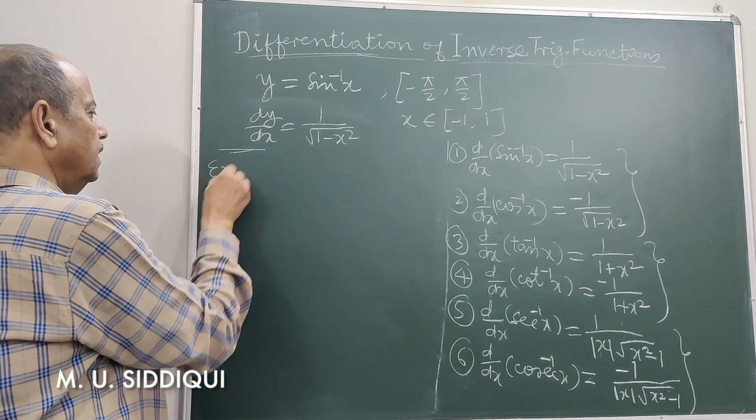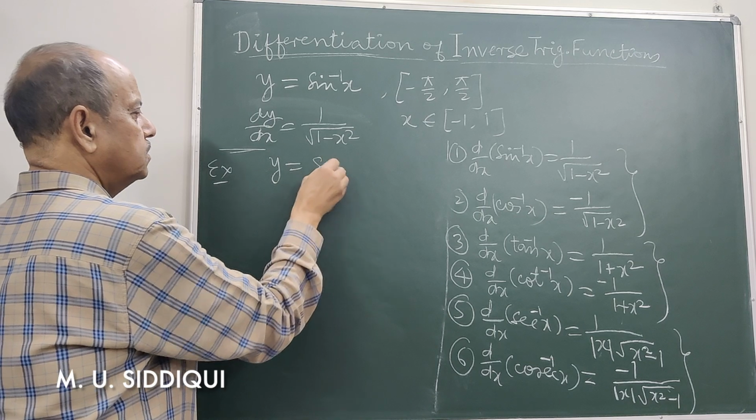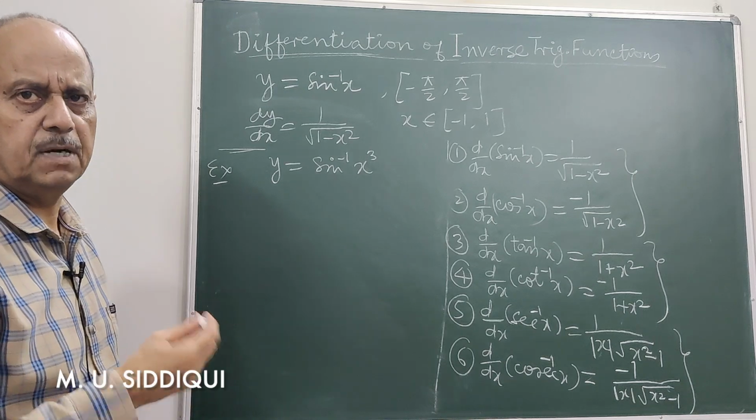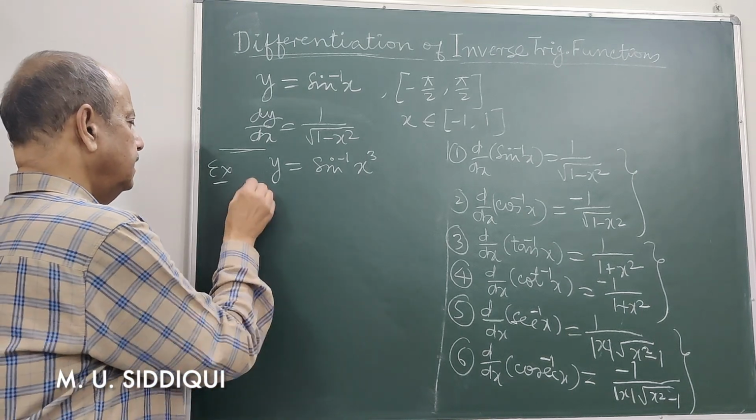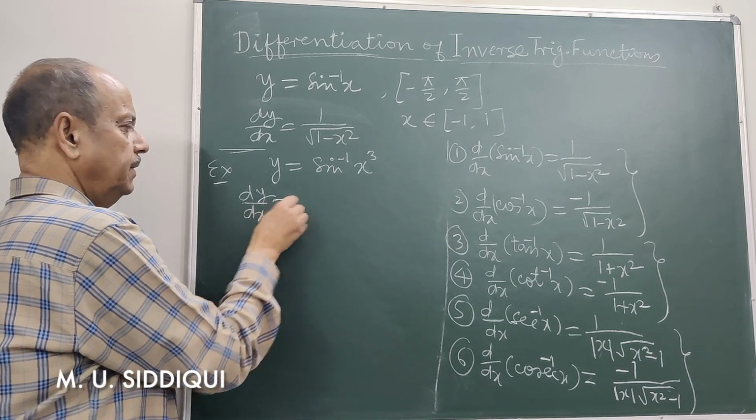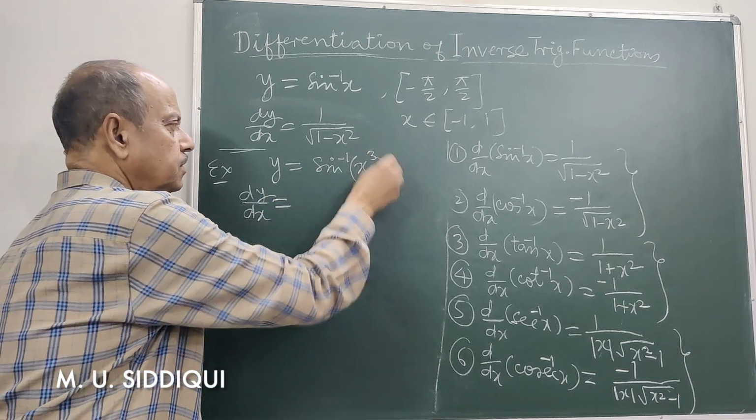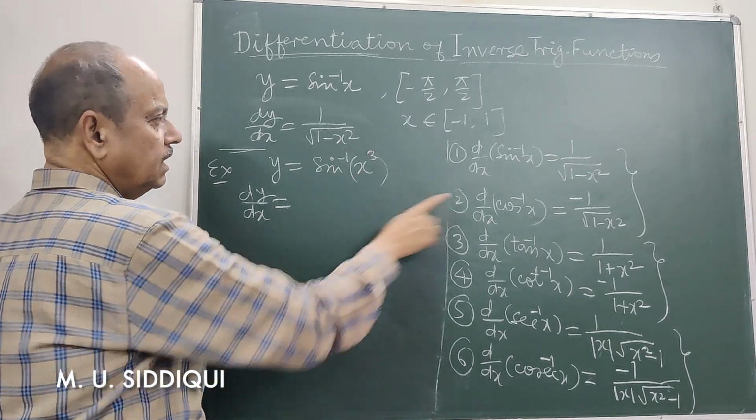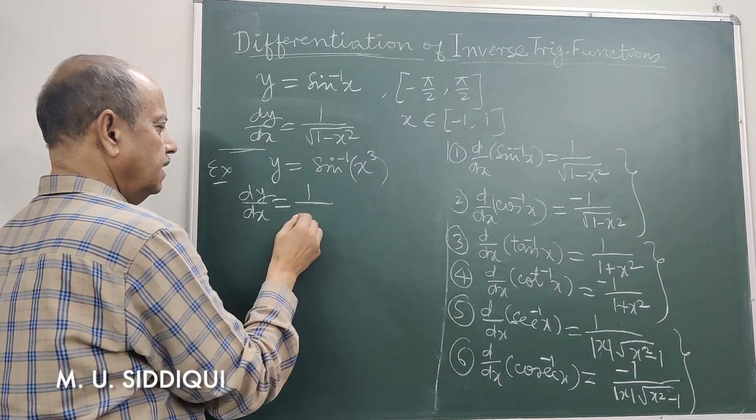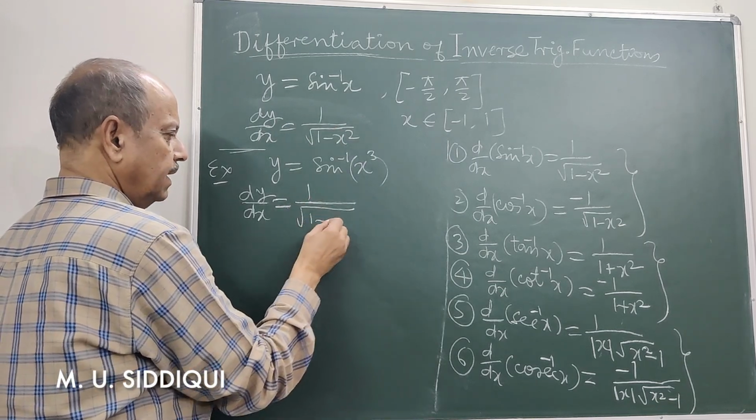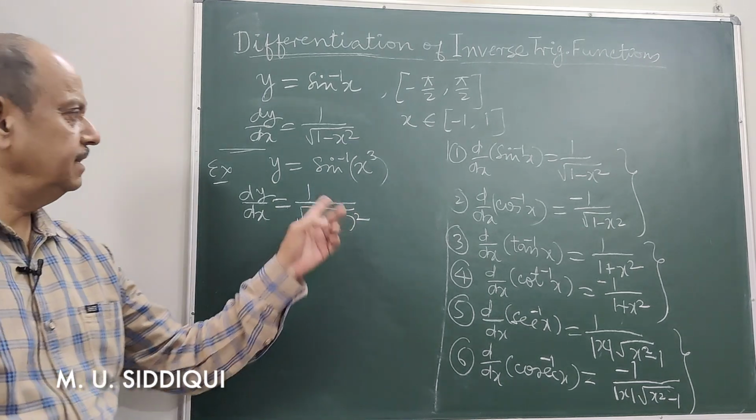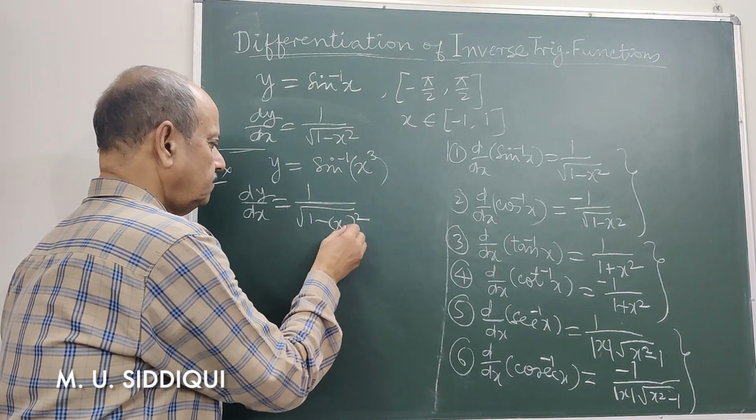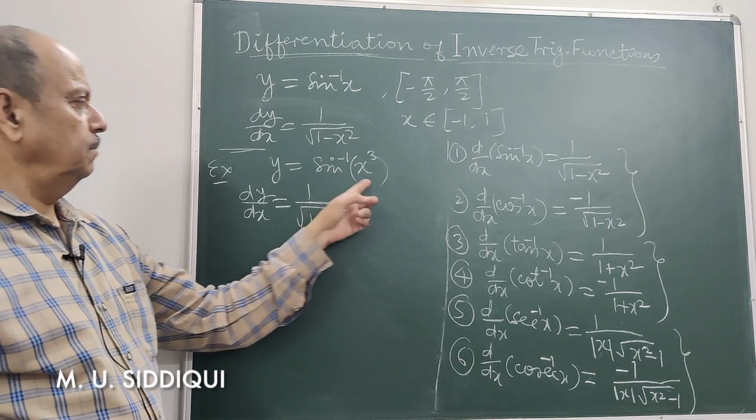As an example, suppose you have y is equal to sine inverse of x cube. A simple application of chain rule: dy/dx will be equal to the derivative of this, but in place of x it is something else, x cube. So we will differentiate that. This is the formula, this is the shape of the formula: 1 upon root of 1 minus x square. But here in this problem it is not x, it is something else, so you write down whatever it was in place of x.